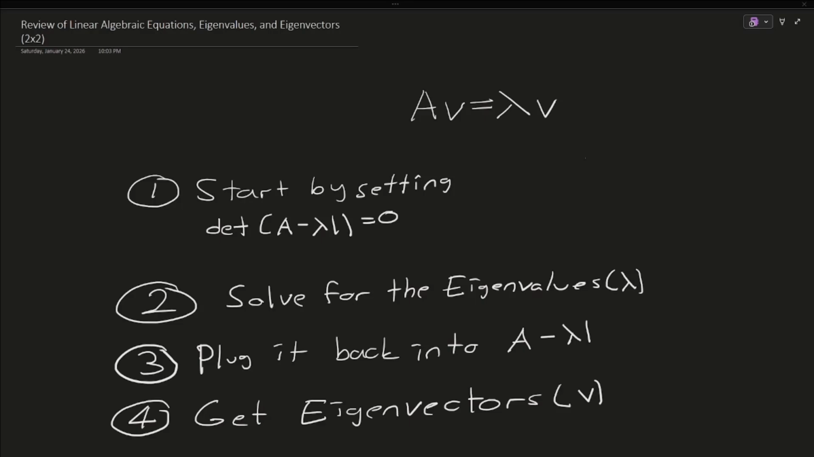In this video, we will be reviewing linear algebraic equations, eigenvalues, and eigenvectors. This is a very important concept that we can make use of in linear algebra for diagonalization, and in differential equations, we can solve multiple differential equations at once using these properties. So, in order to find eigenvalues and eigenvectors, we need to follow these four steps.